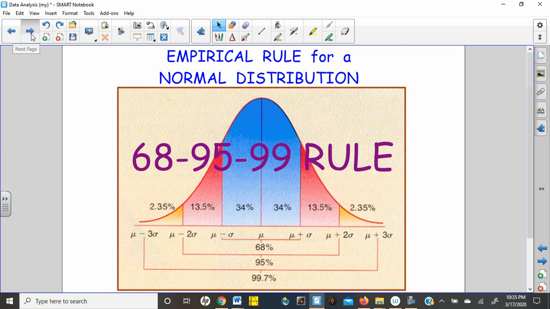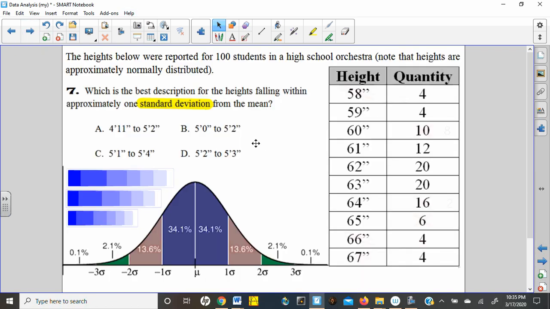And so with that in mind, here's how we're going to do this problem. They want to know the best description of heights falling within approximately 1 standard deviation from the mean. So we know that within 1 standard deviation is roughly 68% of the data. So it's easy to take 68% of 100, it's 68. And if there's 68 and then we subtract that from 100, since there were 100 students, that means 32 students are not within 1 standard deviation.